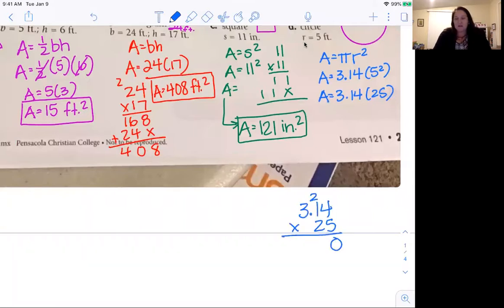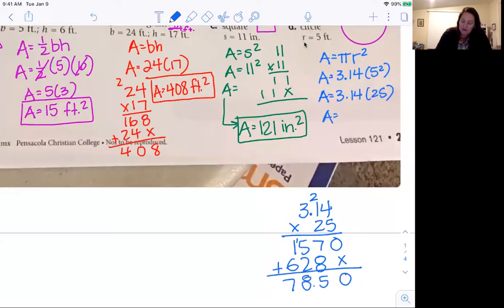I feel like I've done this one several times. Let's see. 70, 15, 8. I think we even did it today. 0, 5, 1, 8, 7, and we get 78.5. Area equals 78.5 square feet.